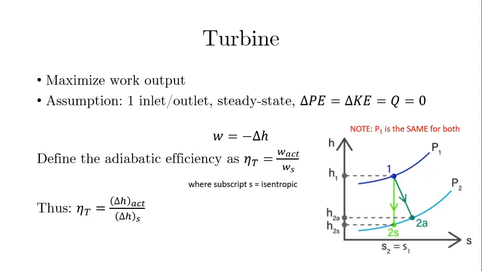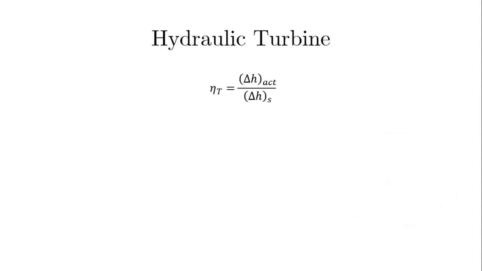And so you could see that for a real process, quote unquote, your pressure P2 is going to be different from that of your isentropic process. And you can use that to understand the efficiency of a turbine. So let's look specifically at a hydraulic turbine. I think you can appreciate it that way.